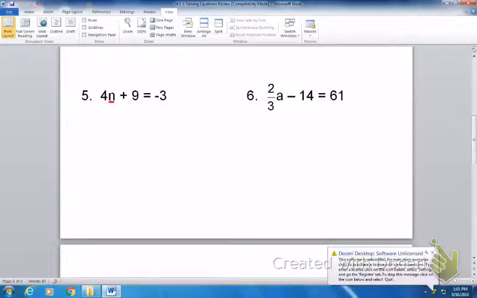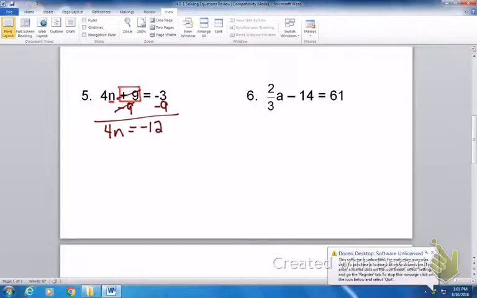Now, you could go ahead and think of this as 4 times n and do some division, but the first thing I want to look for is addition or subtraction. That's what I have right here. So I'm going to move that positive 9 to the other side by subtracting 9, but I have to do it to both sides. Now the 4n was not affected by that, but the plus 9 minus 9 cancels out. Now on the other side I have negative 3 minus 9, which is negative 12.